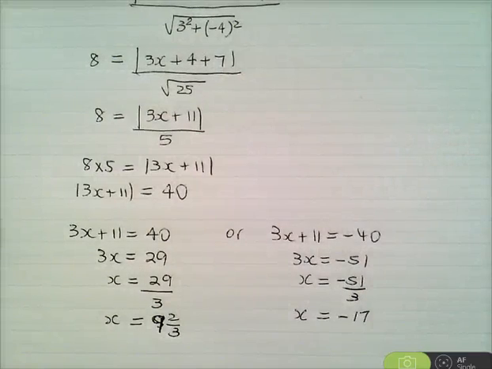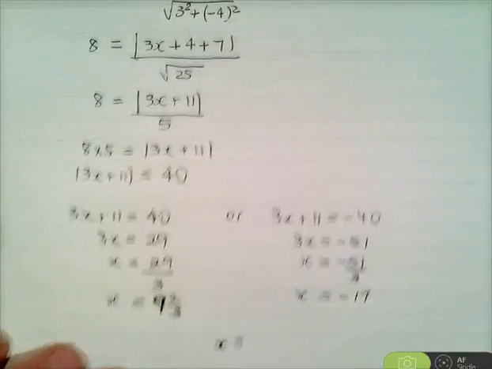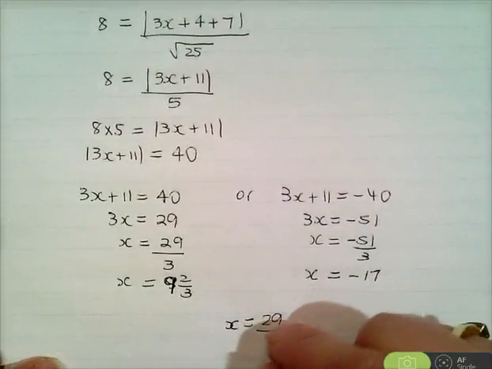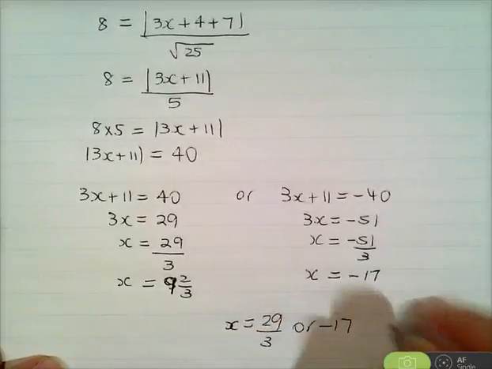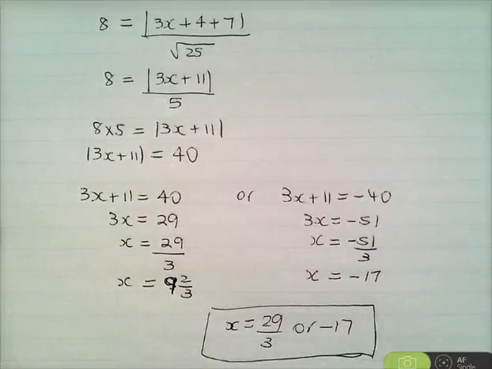So yes, those answers appear to be correct. So therefore, x equals 29 over 3 or negative 17. Okay? And that's the solution to that question.